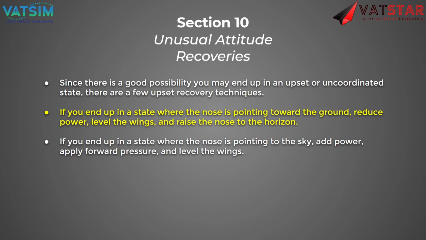If you're in a state where you're pointing straight up to the sky and banked, simultaneously add power, apply forward pressure, and level the wings. Now, this is different from recovering from the ground. You want to unroll and level off at the same time because you don't want to end up stalled, because if you stall and you're in instrument conditions, well, that's no good. You're stalled out, you're probably in a spin at that point, and you're going to hit the ground. So you want to get out of a climbing scenario as quickly as possible. Does that make sense?